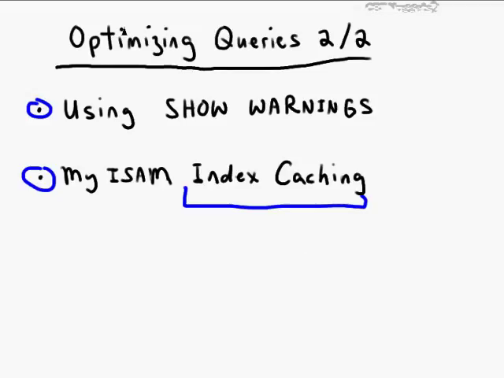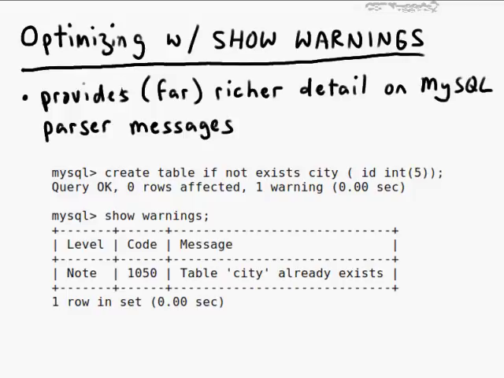Let's get started. First, we have the question, how can we use the built-in show warnings command in MySQL to optimize queries? Well, first of all, what is show warnings? We know that the show commands are useful in MySQL Server because they provide us as DBAs with rich metadata on various and sundry goings-on in our mysqld. Specifically, show warnings provides far richer detail on the MySQL parser than we would otherwise get.